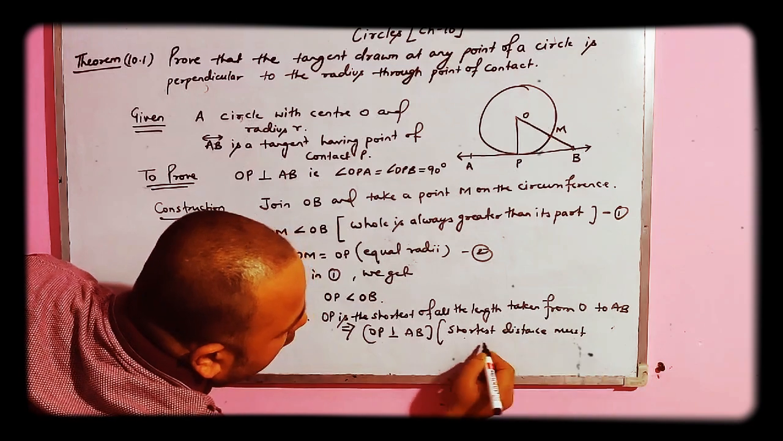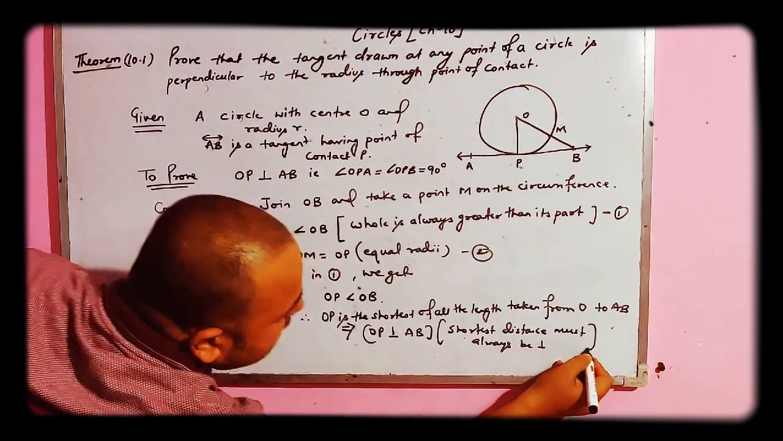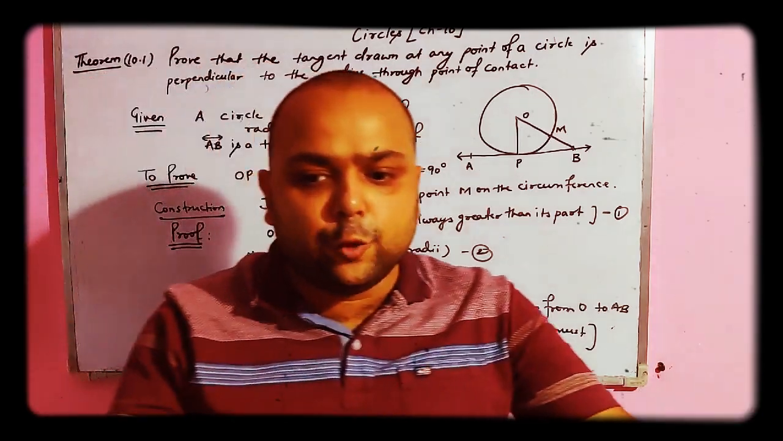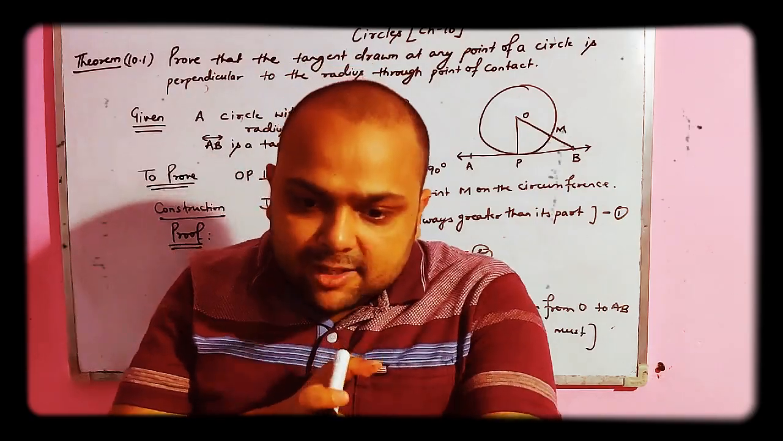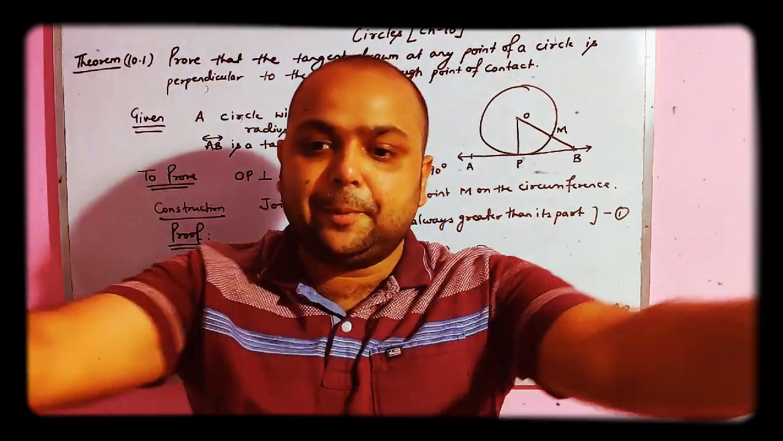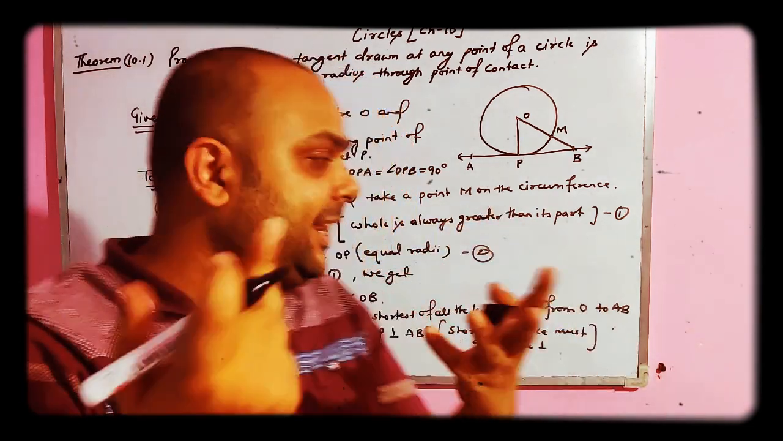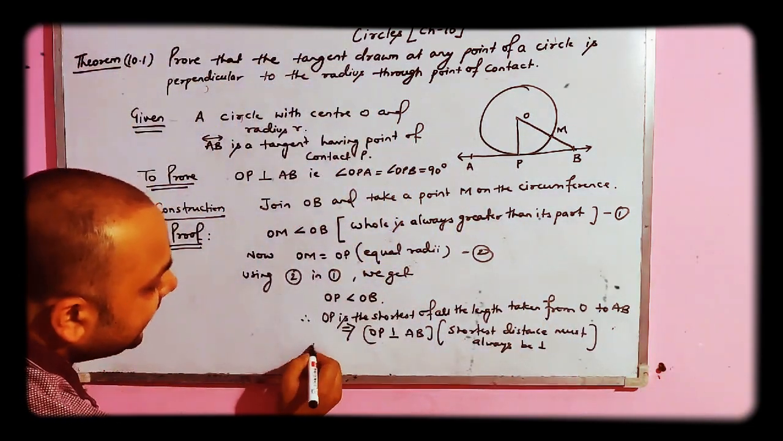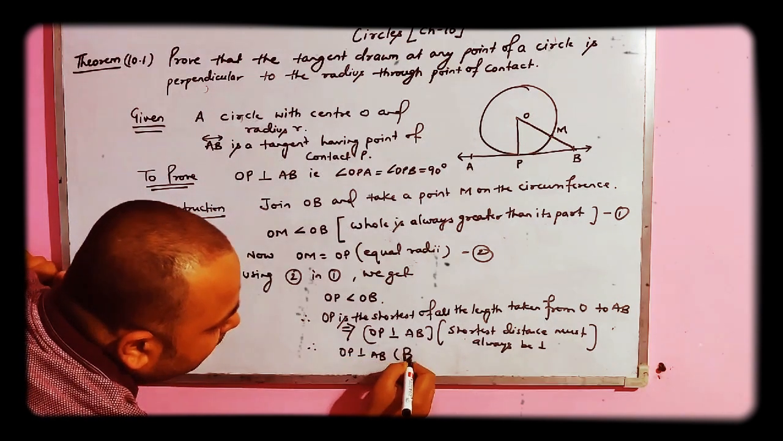Shortest distance must always be perpendicular. You can prove this yourself by taking some points in front of you and measuring with the help of thread. You will see the shortest distance is always the straight line falling on that particular collection of points, and then it forms 90 degrees. So we get that at last OP is perpendicular to AB, hence proved.